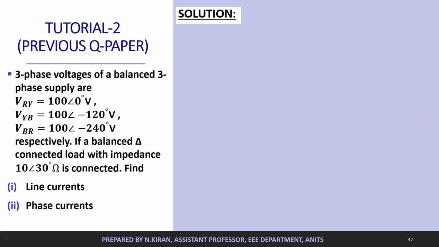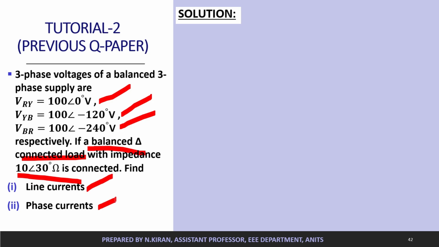The second sum: the three phase voltages of a balanced system are given as VRY 100 at an angle 0, VYB is 100 at an angle minus 120, and VBR is nothing but 100 at an angle minus 240. The load is given as a delta connected load, and impedance is given as 10 at an angle 30 degrees. It asks us to find the values for line currents as well as phase currents.